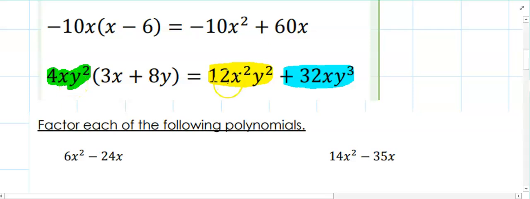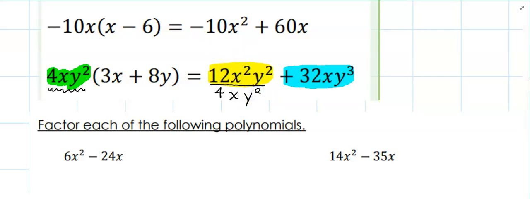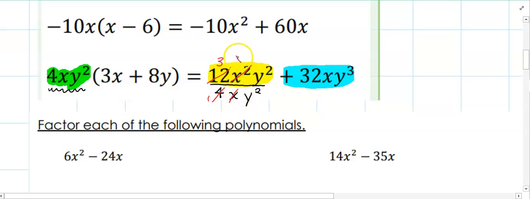And again, you can take each term and divide by this greatest common factor that you've pulled out in front of the parentheses. 4xy squared. And reduce. 12 and 4 leaves a 3. X squared on top and x on the bottom leaves a factor of x on top. And the y squareds are gone. So my new yellow term is simply 3x. That's all that's left behind.